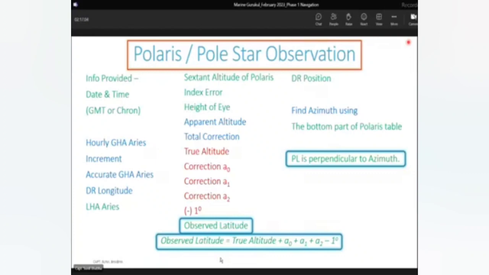Okay, let me show you the diagram now, how we plot the Polaris PL. Sir, where will we get this total correction of Polaris? Beta, Polaris is a star, so the total correction will be from the stars table. Okay. Okay, great. Let's go and see the diagram now.